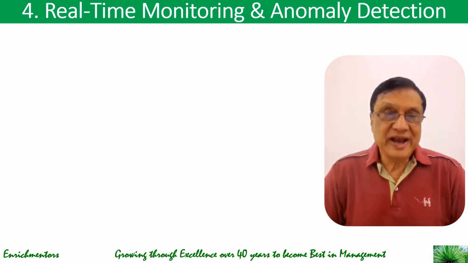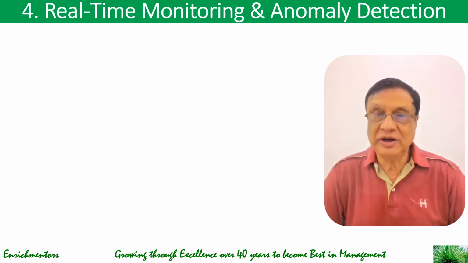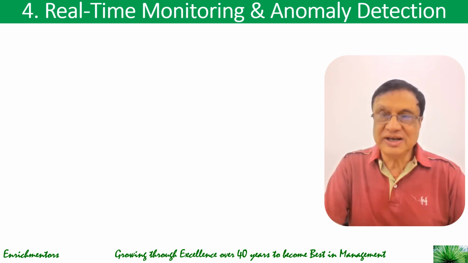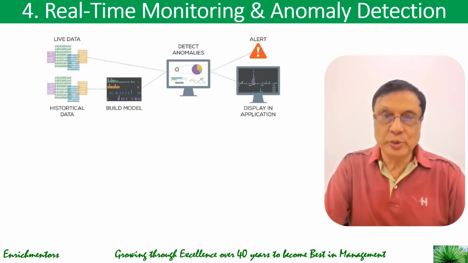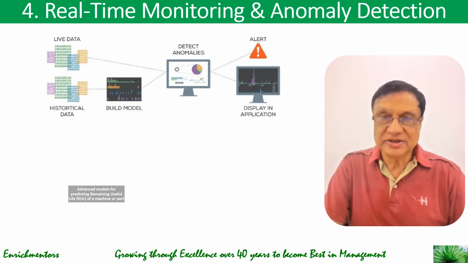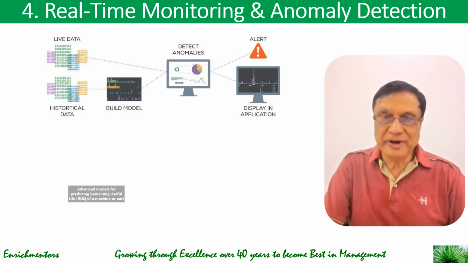So once the AI model is trained and validated, you put it to use for real-time monitoring and anomaly detection. There, AI continuously compares real-time data with the trained model, right? And it flags anomalies, or conditions that deviate from normal behavior. Now, advanced models can also predict the remaining useful life, RUL, for a machine or a part.